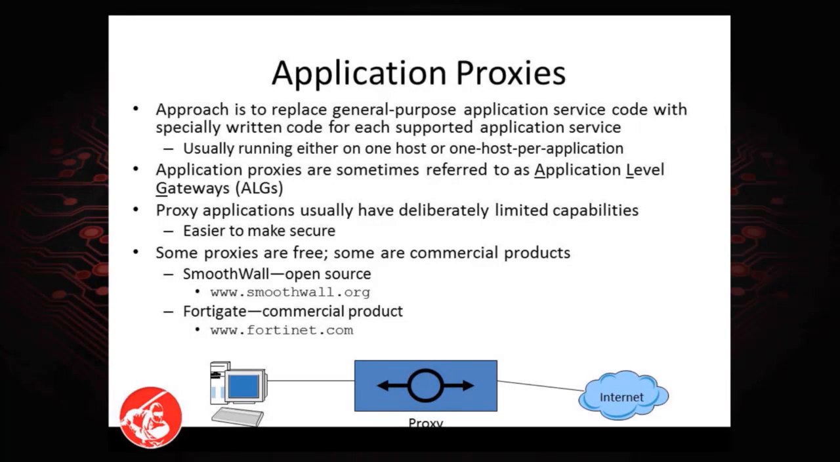They have deliberately limited capabilities, which makes it easier to make secure. We call it tightly coupled code in the programming world. Some proxies are free, some are commercial. We have an example here, Smoothwall, a nice open source proxy, and FortiGate, which is a commercial product. But a proxy will run and act on behalf of another program. So when we encounter these in our testing, it can be a challenge because our application layer inspection is there, and we might have to look at other protocols that encapsulate or wrap layer 7 application information.